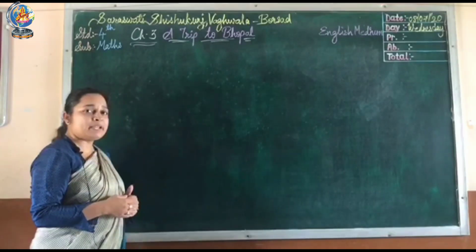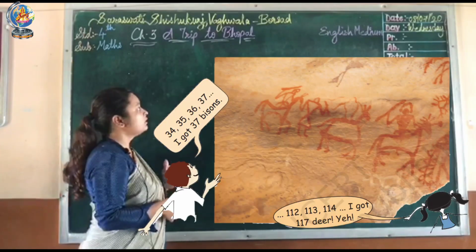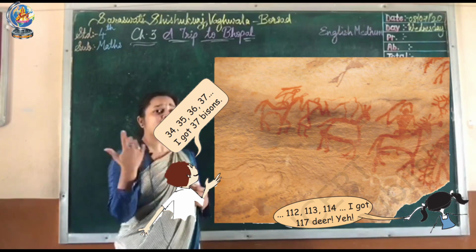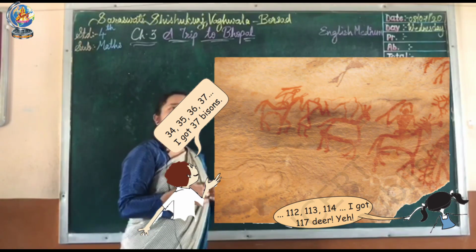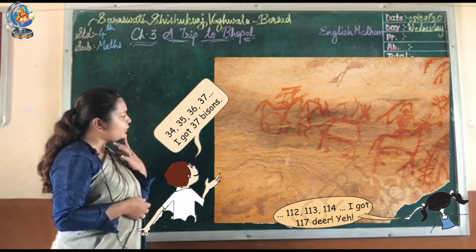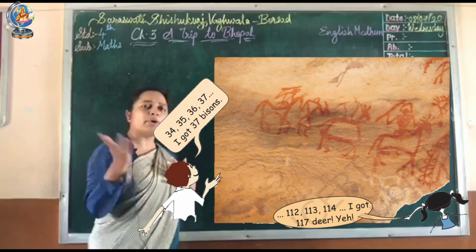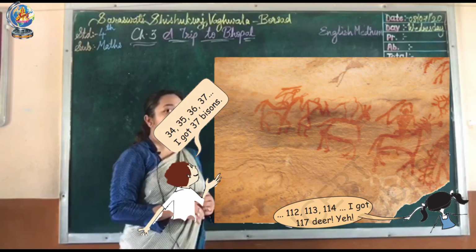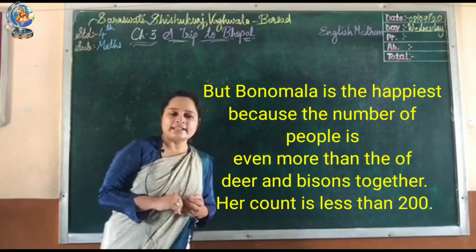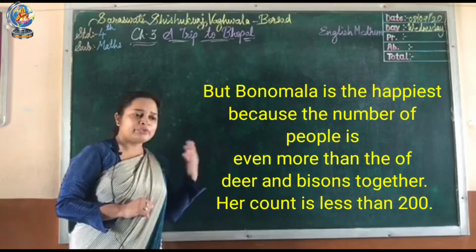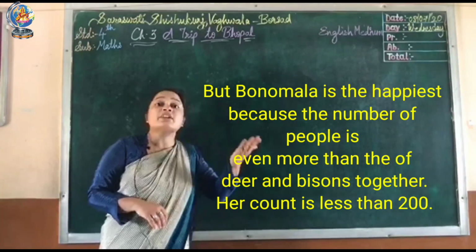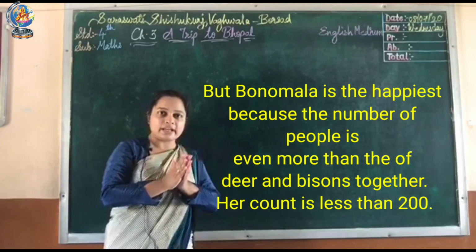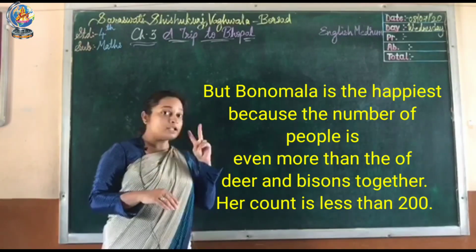As Shankar became busy counting the bisons, 34, 35, 36, 37. I got 37 bisons. 112, 113, 114. I got 117 deers, said his friend. But Bonmala is the happiest because the number of people is even more than the number of deers and bisons together. But it is less than 200.